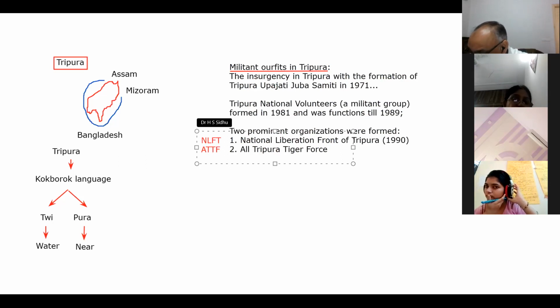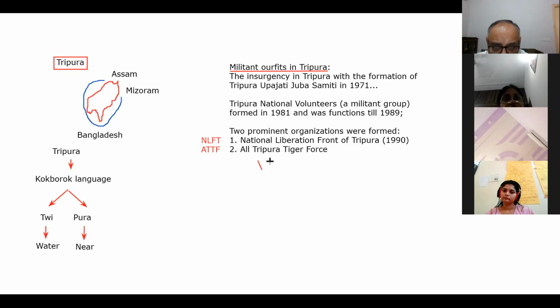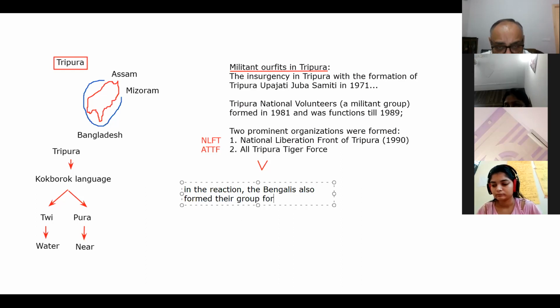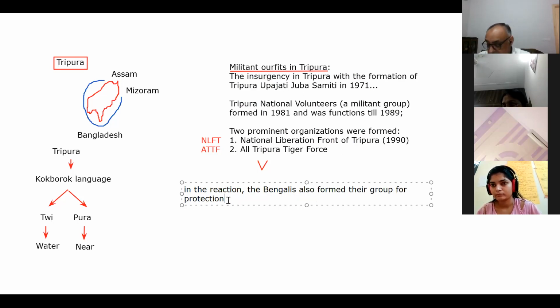So beta, now ये लोगों की कुछ डिमांड्स थी वो हम डिस्कस करते हैं आगे चलते हैं, राइट. सो देन क्या हुआ, जब बेटा ये ग्रुप फॉर्म किए गए, तो फिर बेटा इसके रिएक्शन में the Bengalis also formed their group for protection. ये अपनी प्रोटेक्शन के लिए उन्होंने भी ग्रुप बना लिया, right.